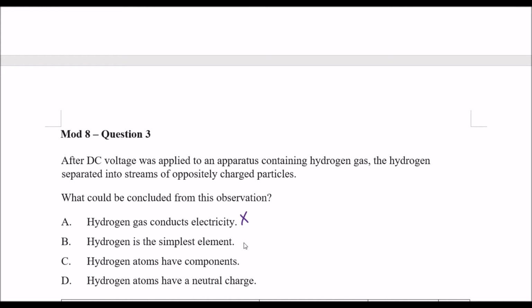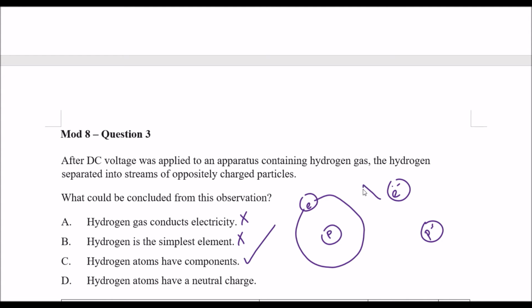Hydrogen is the simplest element. That's not true either. So it's actually C here. Hydrogen has components. Why do we say it has components? Because, think about it this way. A hydrogen atom is basically one proton in the center nucleus with one electron. If we can separate this into just the electron component and the proton component, then that registers that there is something smaller inside the hydrogen atom itself.